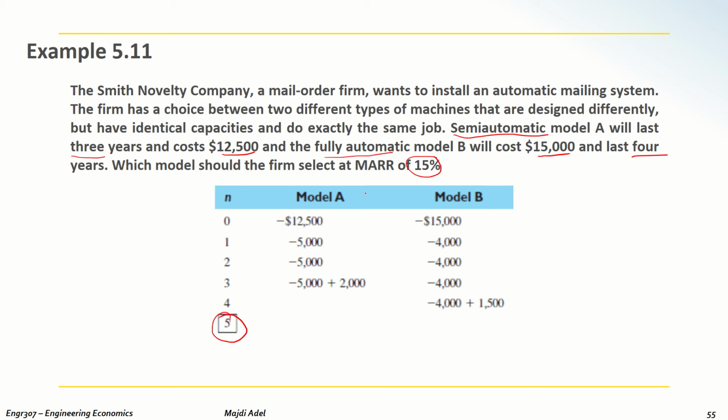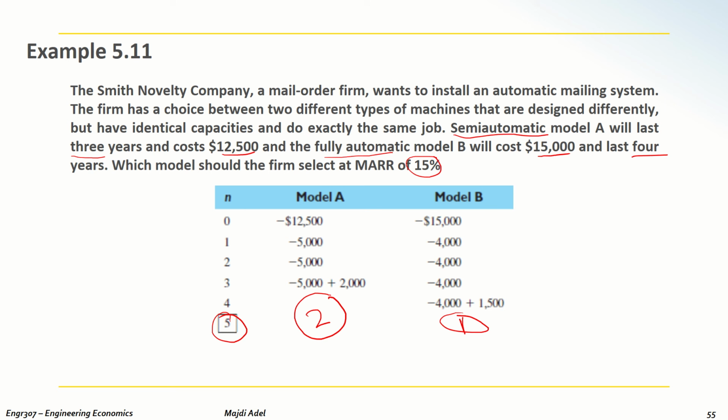As you can see, neither Model A nor Model B is capable of covering the complete analysis period. They want a machine that covers a 5-year period, because the volume of mail is expected to increase over the 5 years. But neither Model A nor Model B is capable of covering the 5 years. So what to do? We need to come up with some way that Model A will cover the remaining 2 years and Model B will cover the remaining 1 year. So here there are 2 years missing and here 1 year missing.